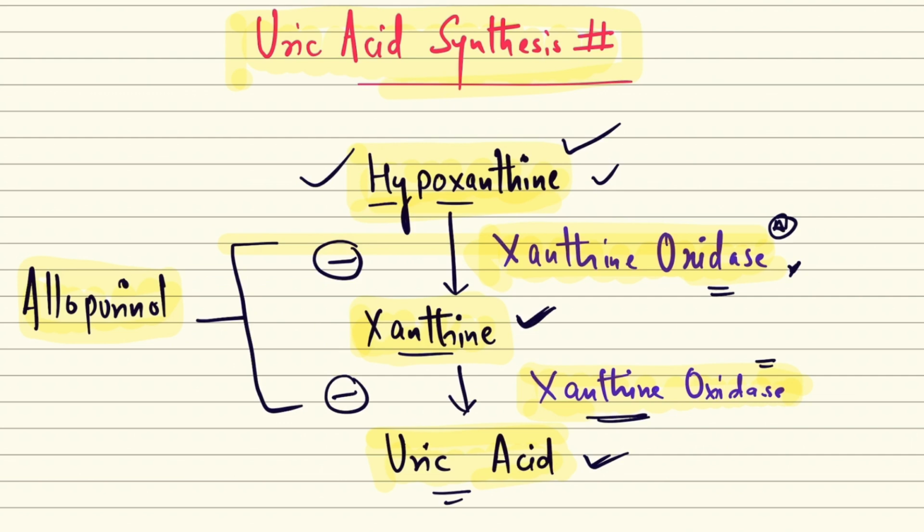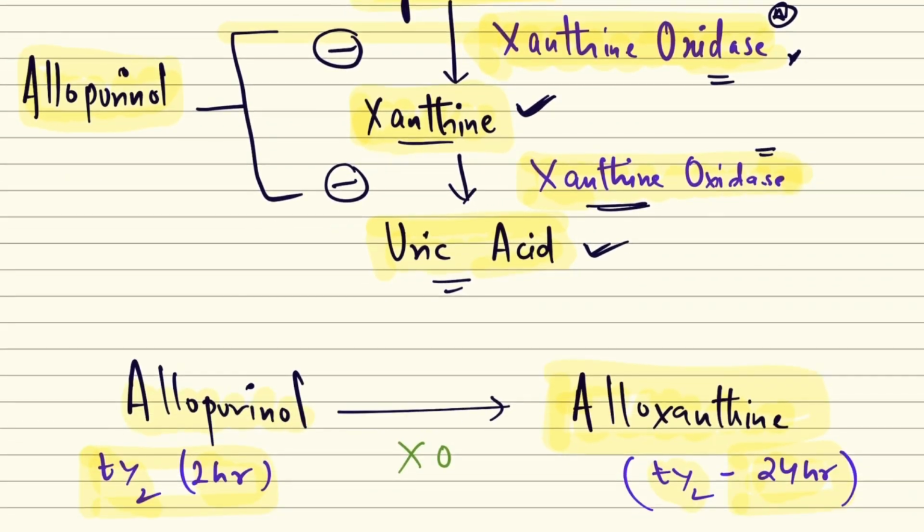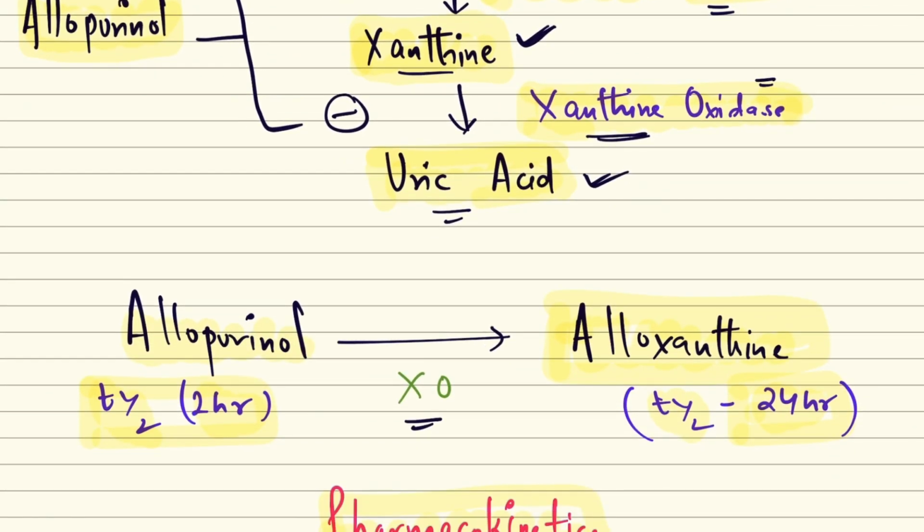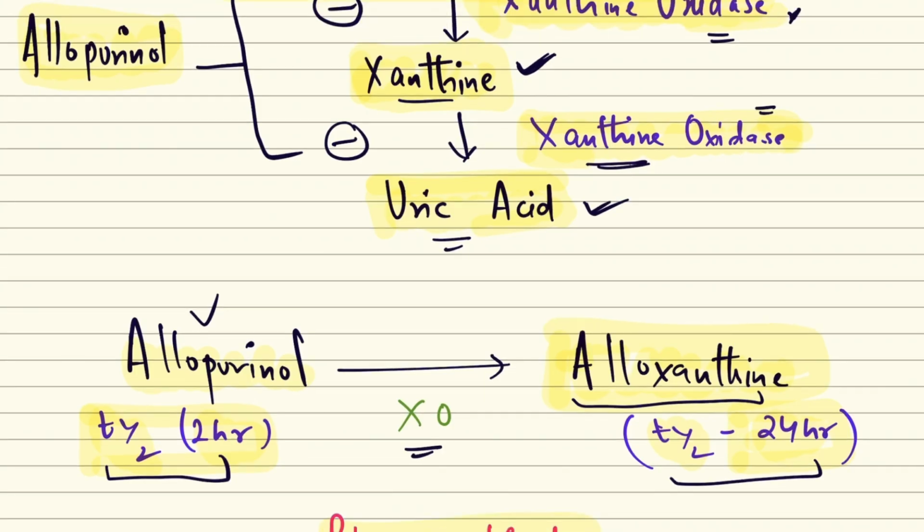But I would like to tell you here, whenever we give allopurinol to the patient, it is again acted upon by the enzyme xanthine oxidase, which converts allopurinol, which has a half-life of 2 hours, to a longer acting form known as alloxanthine. It is converted to alloxanthine inside the body, and it has a half-life of 24 hours. So alloxanthine is formed, and in this way allopurinol acts to inhibit xanthine oxidase.